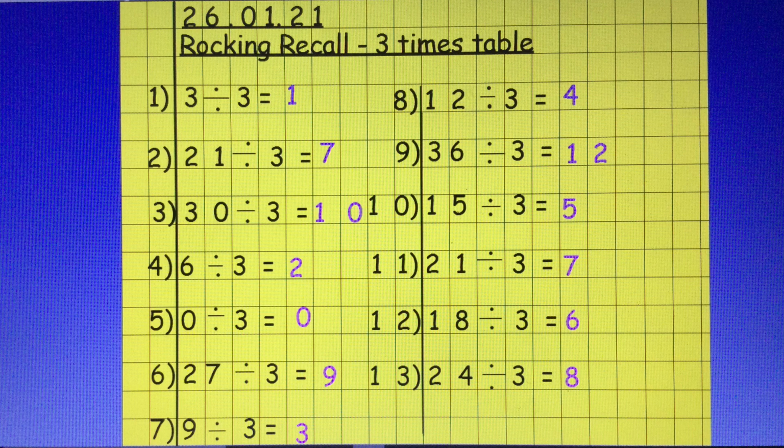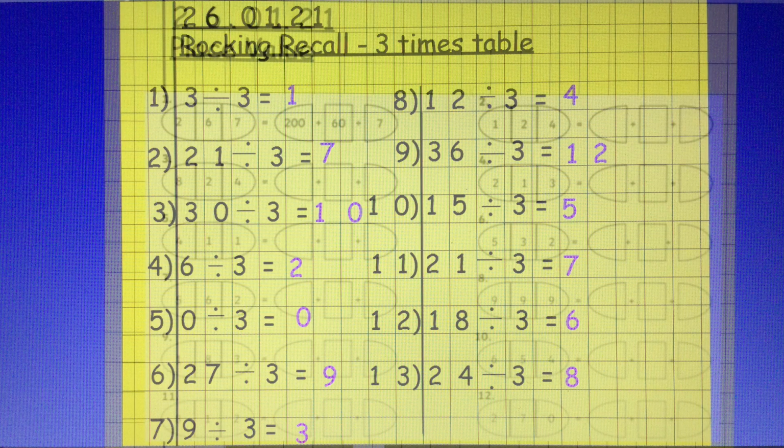3 divided by 3 is 1, 21 divided by 3 is 7, 30 divided by 3 is 10, 6 divided by 3 is 2, 0 divided by 3 is 0, 27 divided by 3 is 9, 9 divided by 3 is 3, 12 divided by 3 is 4, 36 divided by 3 is 12, 15 divided by 3 is 5, 21 divided by 3 is 7, 18 divided by 3 is 6, and 24 divided by 3 is 8.